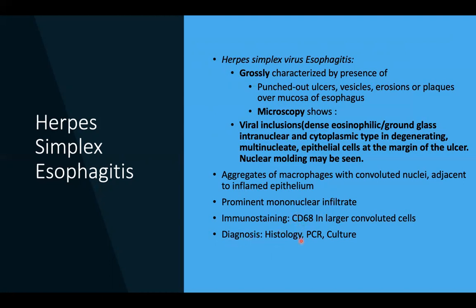Diagnosis includes the characteristic histological features of multinucleated cells, molding, and the margination of chromatin pattern with ground glass or eosinophilic inclusions. These are the striking histological features as we discussed. PCR for the particular esophagus related genome can be done, and culture also, though culture is cumbersome, but it can be a definitive diagnostic modality for herpes simplex esophagitis.